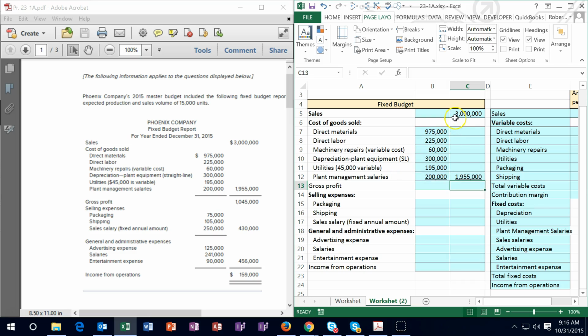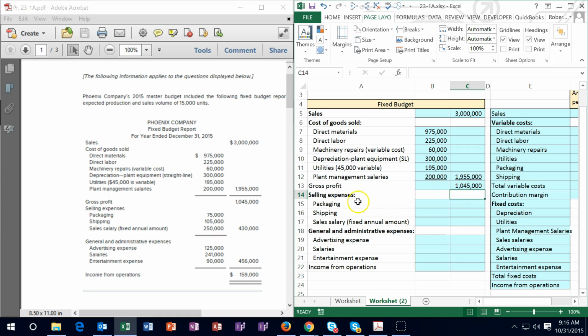However, we know that the sales minus the cost of goods sold will give us the gross profit. I'm going to do that with a formula here. This equals the 3 million in C5 minus the 1,955,000, of course, gives us the gross profit. We're matching our form here. I'm going to put formulas where they are relevant over here.